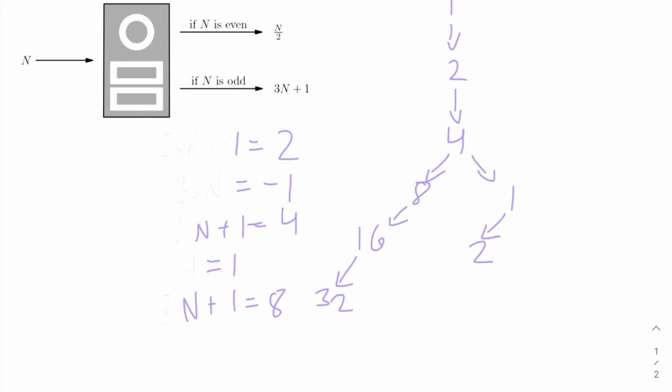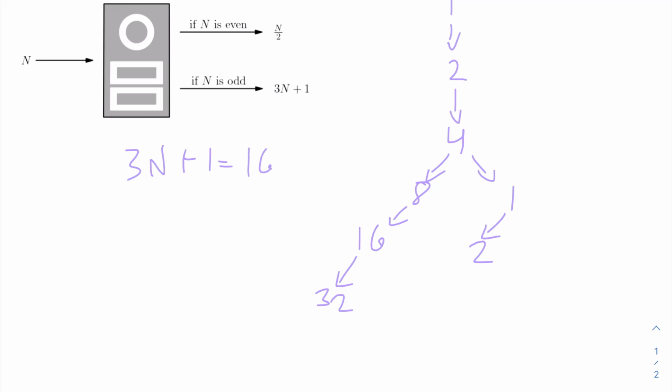Next, let me clear up some space here. We try 3n plus 1 is equal to 16, which gives us 3n is equal to 15, so n is equal to 5. So we can also get to 16 by going to 5. We already know from over here that the only way to get to 2 is by going to 4 first. Now this will be the final step.